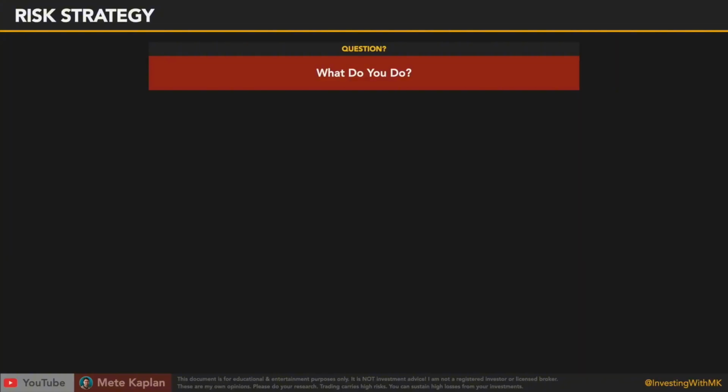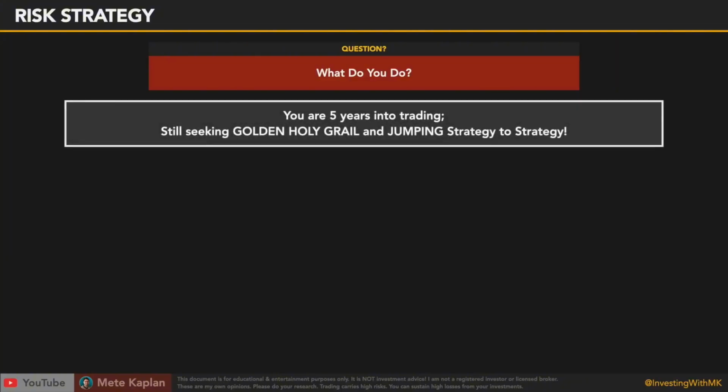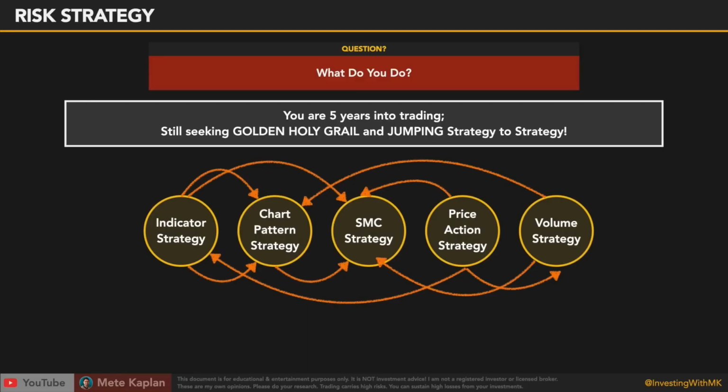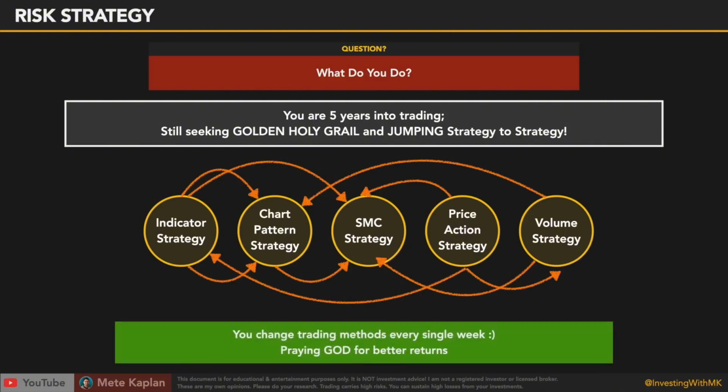So, what does an average trader do? Imagine you're a trader with 5 years of experience. This is what traders keep doing all the time. Jumping from one strategy to another strategy every single week. Trading SMC this week, imbalance and liquidity, and then next week start using RSI, and the other week maybe using volume bars, and the next week start using the trends again. Every single week, a new strategy.